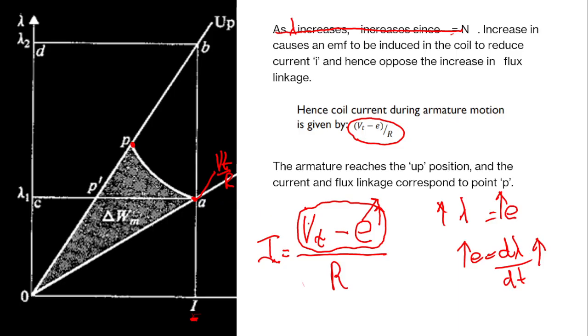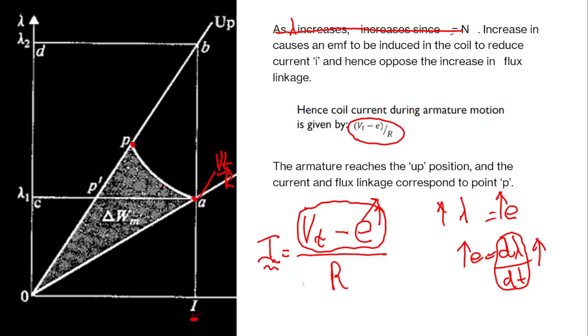But also Vt minus E now. At that point when you reach the top, the E will drop to zero because you have no more change in flux linkage, because it reached the maximum value. So if E goes to zero, Vt over R, it goes back to I. So if you're here now, how are you going to reach back to I? You have to go back down to here. And that's basically how it works.